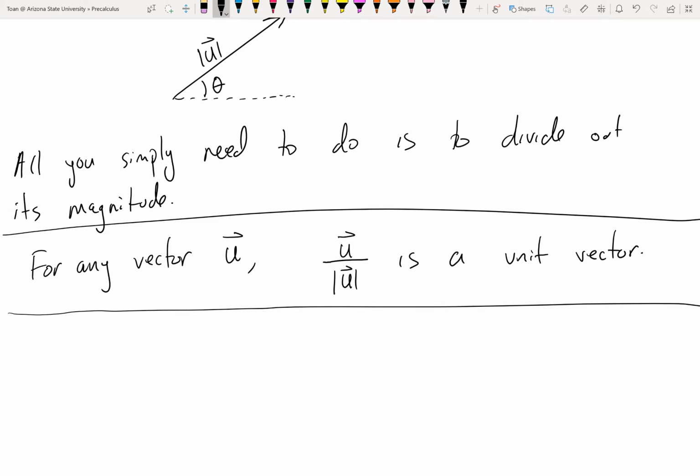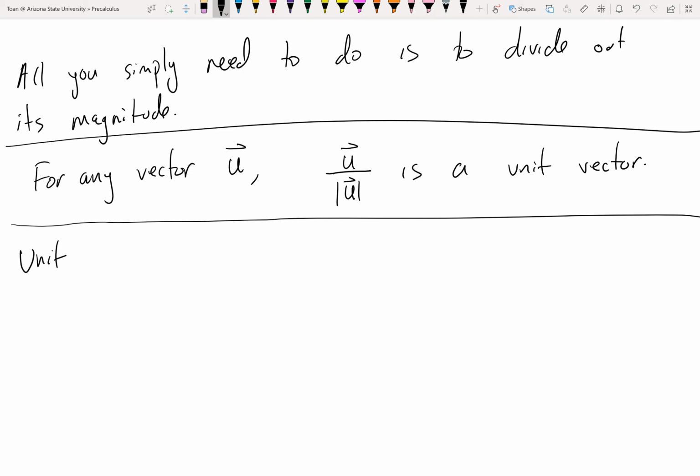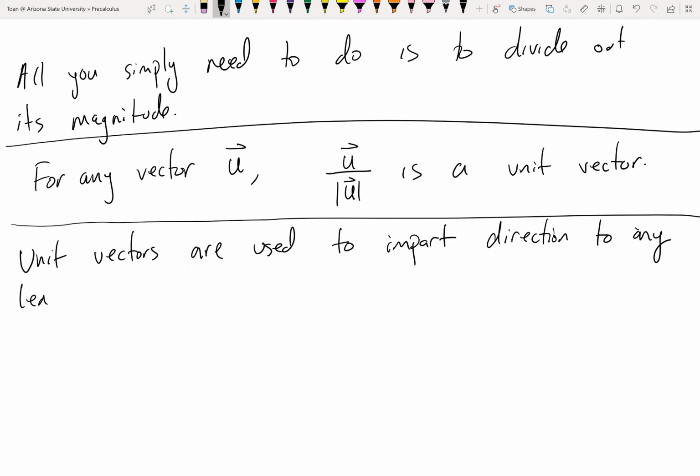Now, why do we care about unit vectors? What is their purpose? The idea is that unit vectors are used to impart direction to any length. For you people who like biology, a unit vector is sort of like a stem cell. It can be put together with other things to be anything you want while imparting a particular attribute, and that attribute is the direction. So if you had a number, but you wanted that number to point in a specific direction, you just multiply it by a unit vector, because it rotates it to the direction of the unit vector, but it doesn't change the magnitude because, again, the magnitude is 1, so it's essentially multiplying by 1.